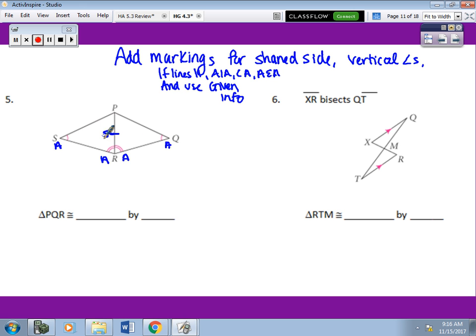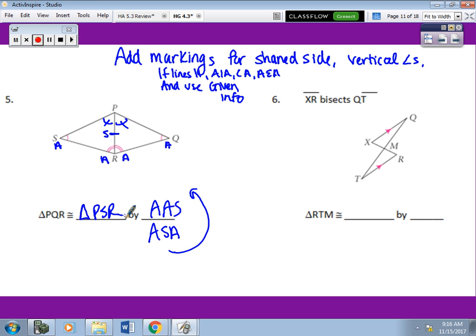So I have AAS. That is triangle congruence by angle, angle, side. Now if you used the third angles theorem and marked this as being congruent to this, then you could say angle, side, angle, as long as you have the justification in your picture. Okay. So triangle PQR was congruent to PSR by AAS.